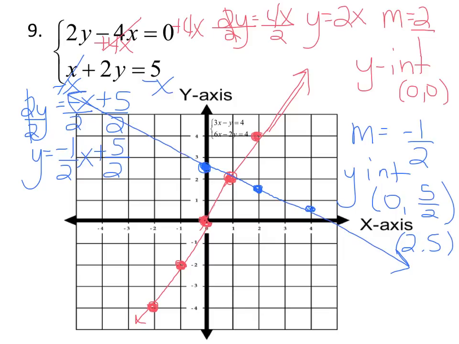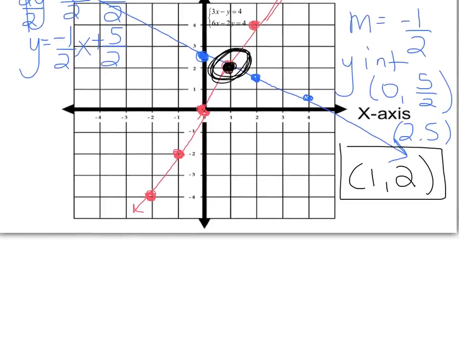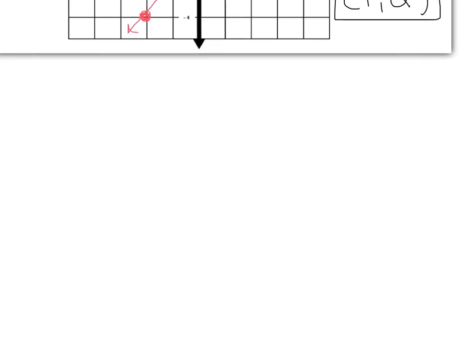Okay, so where do my lines intersect? Right here. Okay, so my answer, notice this is why you have to do this on graph paper. My answer is this point right here. What is this point right here? It is 1, 2. Okay, so let's check to make sure that's right, because this one seems a little bit iffy. We want to see if it's the point 1, 2.